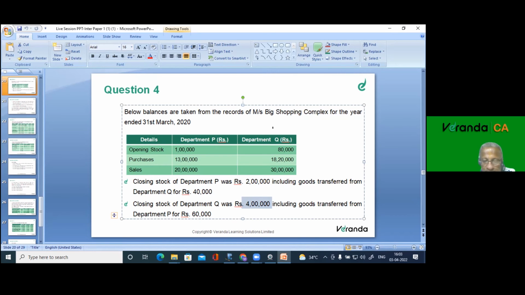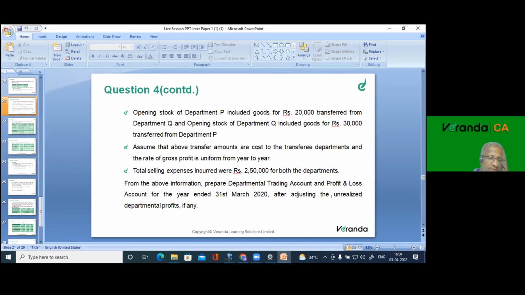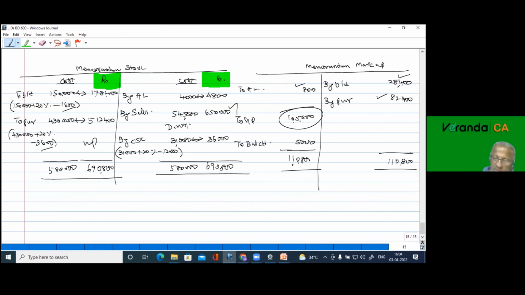Let's take up Q. 80,000 plus 18 lakhs 20,000 minus 4 lakhs, 14 lakhs minus 30 lakhs. We understand that this 14 lakhs as the profit divided by 30 lakhs will give you 50% gross profit. So we understand 40% in the case of P, 50% in the case of Q. So closing stock they have referred, opening stock they have referred. It's a fairly simple question.